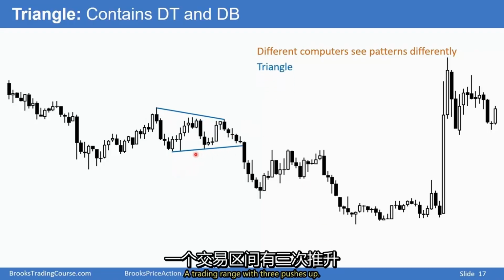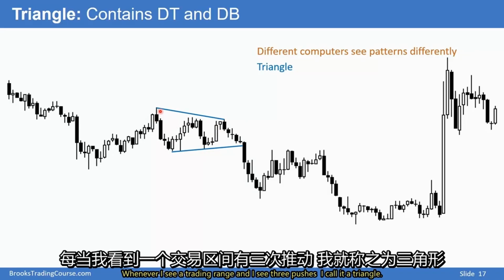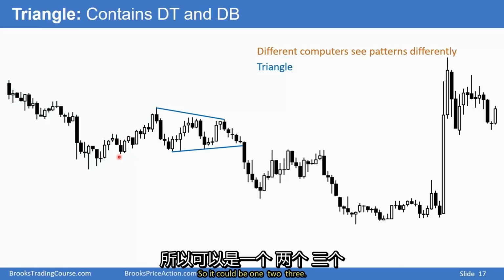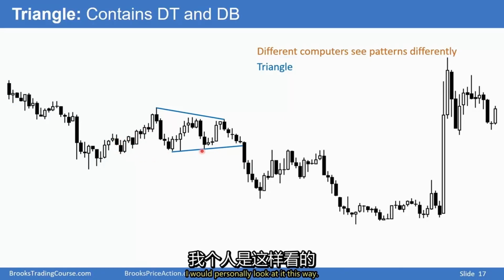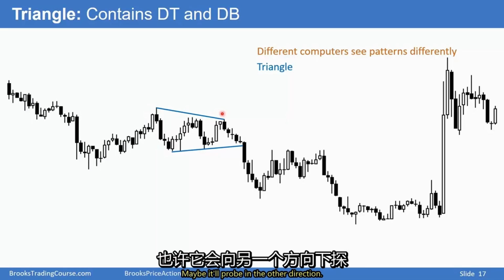A trading range with three pushes up. It doesn't matter if the three pushes are up or down. Whenever I see a trading range and I see three pushes, I call it a triangle. If you want, you could call this the first push down, so it could be one, two, three. I would personally look at it this way: three pushes up. The market's trying to go up repeatedly and failing. Maybe it'll probe in the other direction.